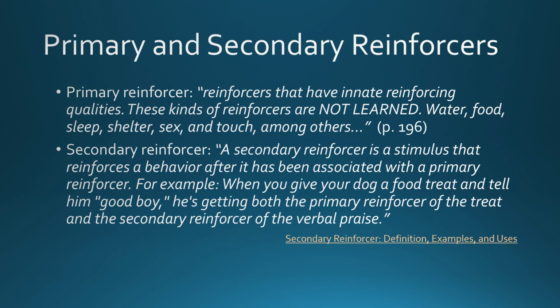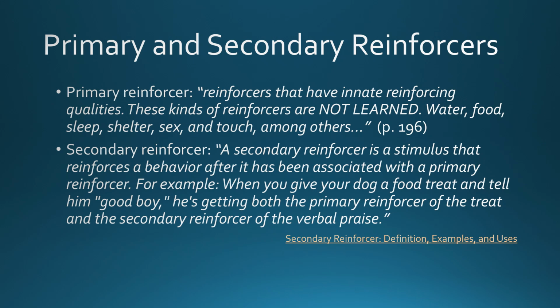Let's look at the difference between a primary and a secondary reinforcer. Primary reinforcers are reinforcers that have innate reinforcing qualities. These kinds of reinforcers are not learned. So pay attention to those words, not learned. You don't have to learn about these reinforcers. For example, water, food, sleep, shelter, sex, and touch, among other things, are primary reinforcers. They don't have to be learned.